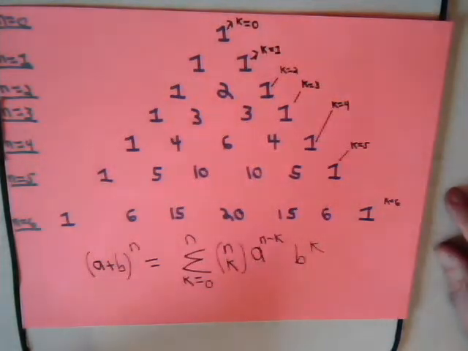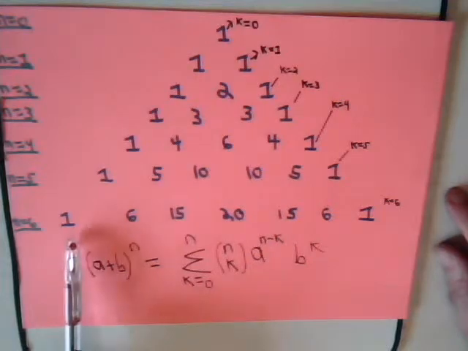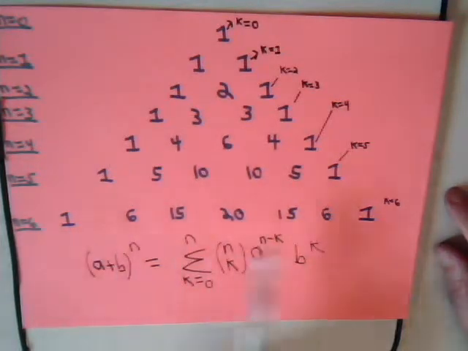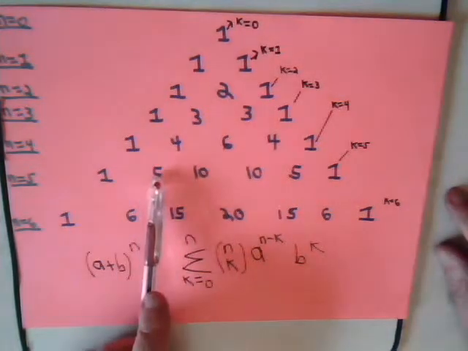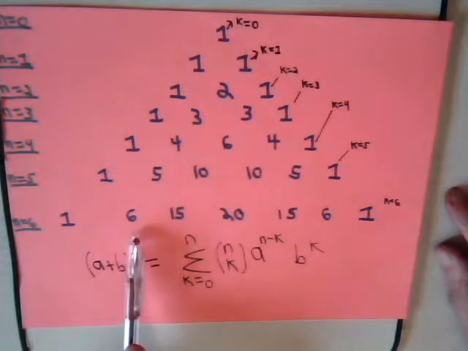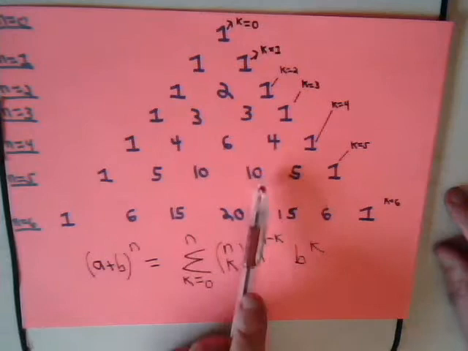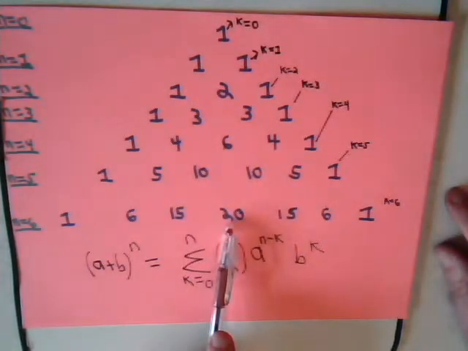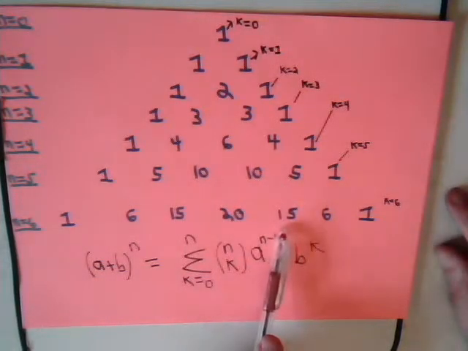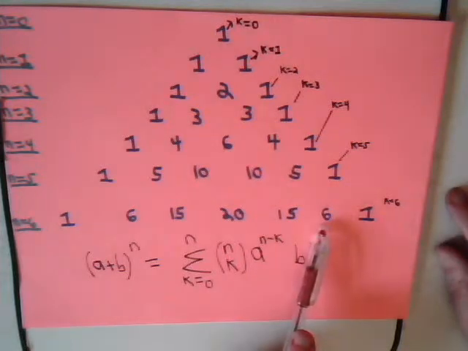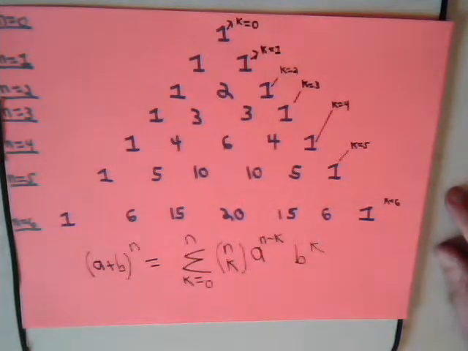And just to finish it off here, again, for the 6th row, it starts with 1. It ends with 1. Add these two together, you have 6. Add these two together, 15. Add these two together to get 20. This gives us 15. This gives us 6. And this gives us 1.